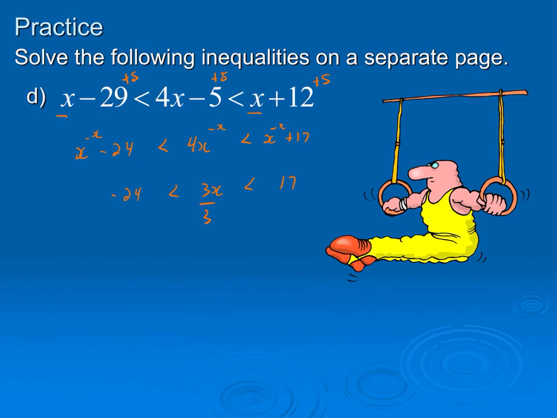Back to here. Where was I? I'm trying to isolate x in the center. So the last thing I've got to do is divide by 3 in all sections. And I get negative 8 less than x less than 17 thirds.